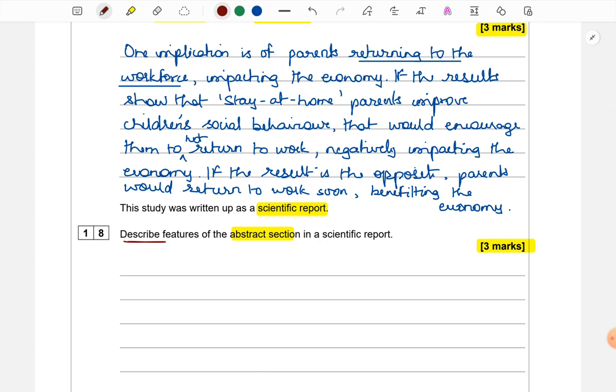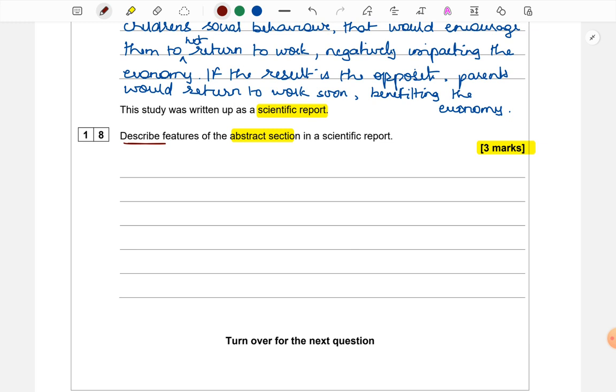Other possible points are it informs the readers what the study is about, and then they can decide whether they want to read the whole study or not. Also, it can include keywords which can make it easier to search for certain scientific results or publications. So these are the features coming to my mind right now. You might have learned many more in your course book. So you can write anything from there. Right now I'm just picking 3 features.